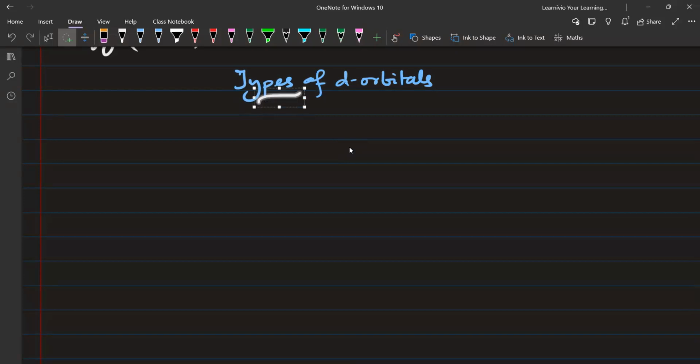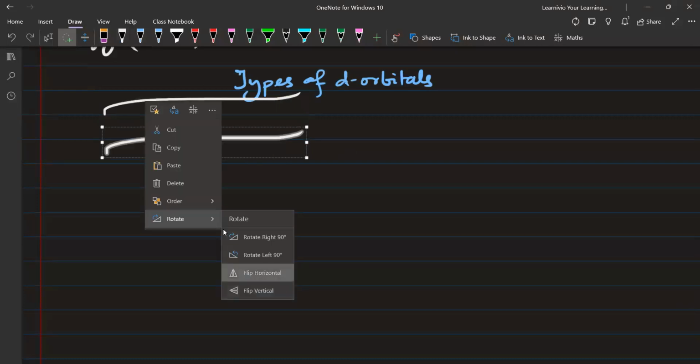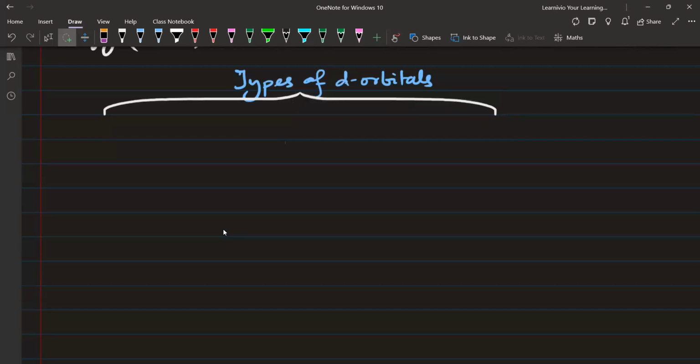Now, there are two types of d orbitals. One is known as axial, the other one is known as, does anyone remember? One is axial and the other, have you all forgotten? We taught it in class 11th. One is the axial d orbital and the other is the non-axial d orbital.